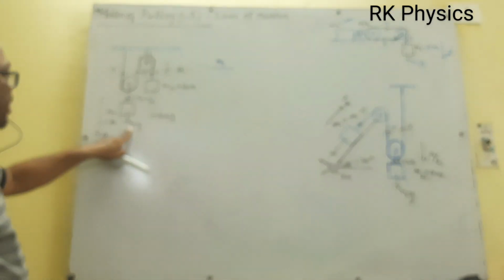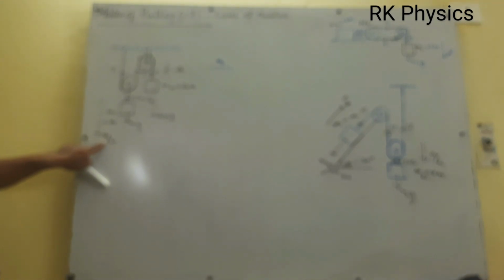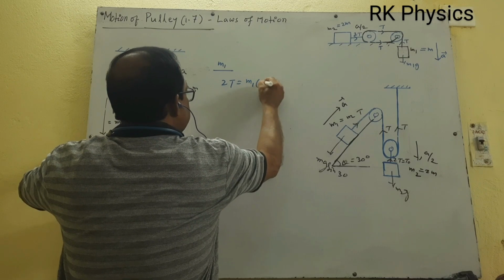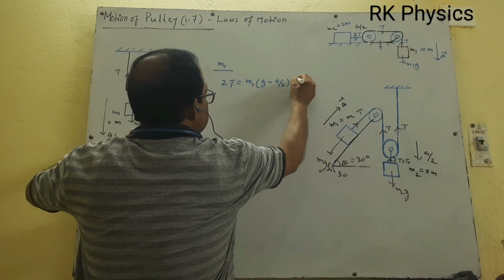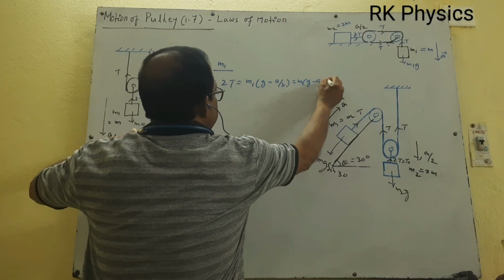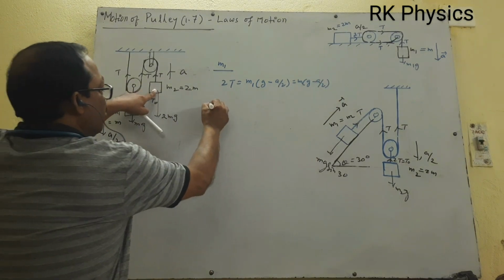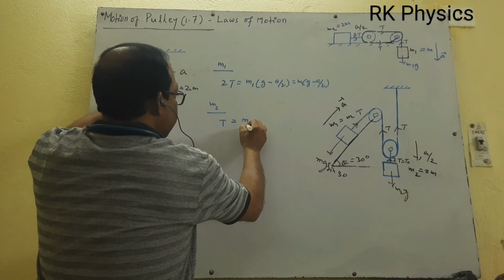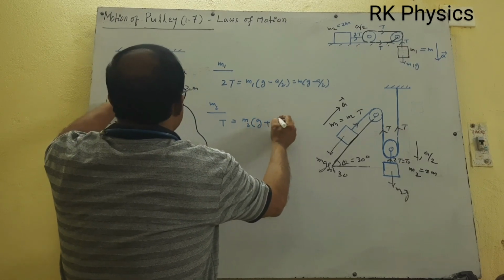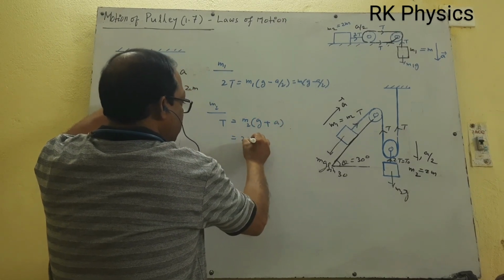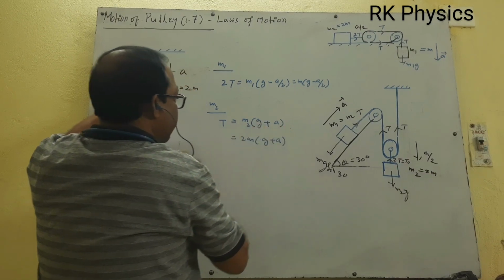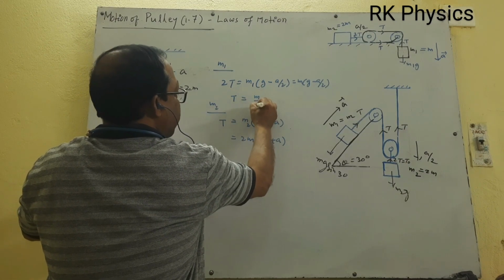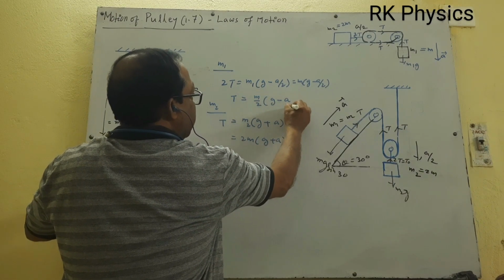For mass m1 I am giving, it is down. It is down means that 2T is equal to m1 into g minus a by 2. This is m into g minus a by 2. For m2, which is moving up, T is m2 into g plus a. m2 is 2m into g plus a. So from this equation you write T equal to m by 2 into g minus a by 2.